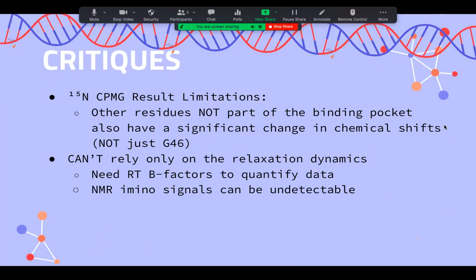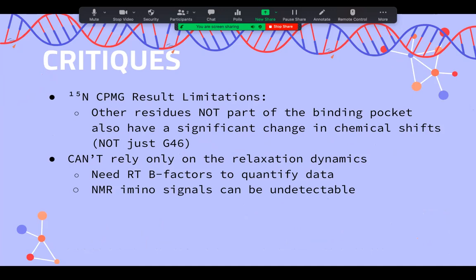So some of the critiques that we noticed in the paper were specifically with the nitrogen labeling CPMG results. We stated before how G46 is part of the binding pocket and it had a significant change in the chemical shifts. However, if you look at the graph, there are other residues that aren't part of the binding pocket that also had a significant change in the NMR shifts, and the paper didn't clarify why that is the case.